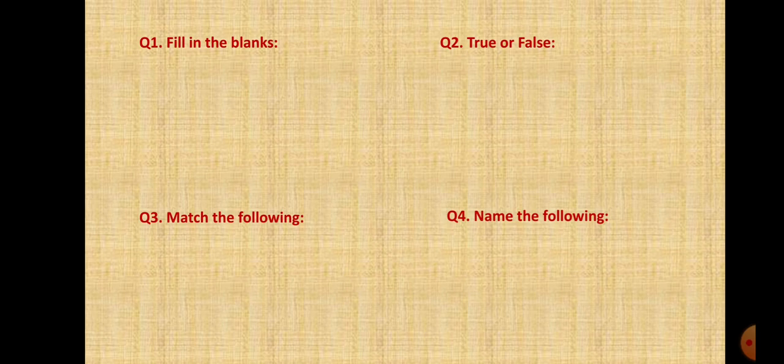Water in the waterfall flows from a higher level to the lower level because of dash. It is because of gravitational attraction. So the first answer is gravitational attraction. Second one is, in an electric circuit, electrons flow from a point of dash potential to the point of dash potential. And the answer is from higher to lower. So, in an electric circuit, electrons flow from a point of higher potential to the point of lower potential.